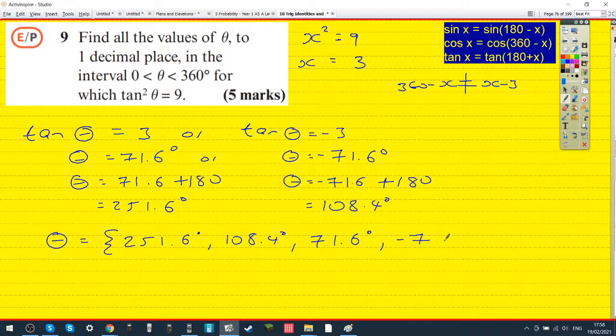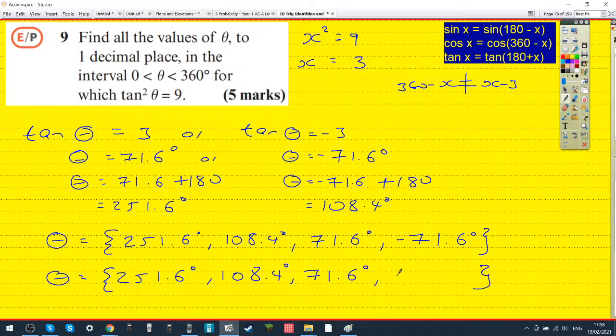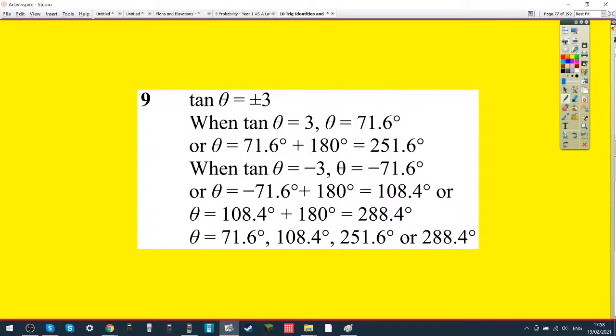They tell us the range is 0 to 360. And so which of these are not between 0 and 360? Minus 71.6. Yeah. So how can you use that to get one that is between 0 and 360? Add 360. Yep. 288.4 degrees. Great.